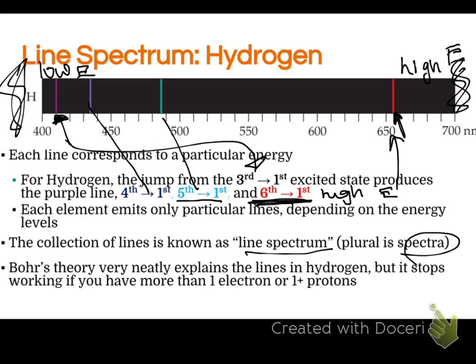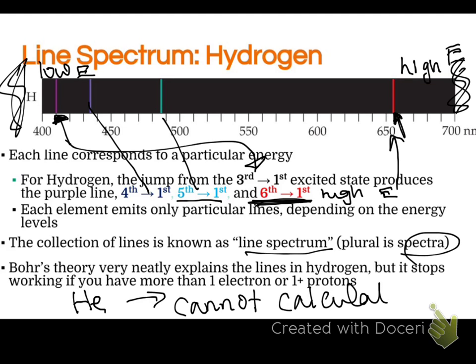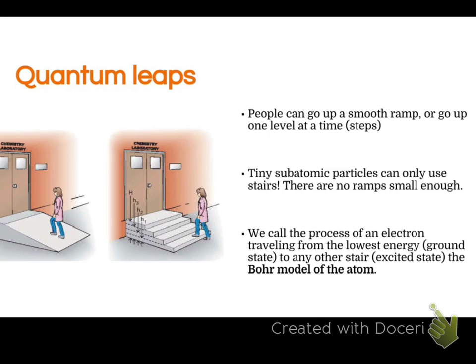But if we try to look at even a slightly more complicated element like helium, which instead of 1 electron and 1 proton is 2 electrons and 2 protons, Bohr's model cannot calculate anything about that. All of the numbers don't match up with what we observe. So there must be something incomplete about Bohr's model. Okay, so we're going to have to explore that.